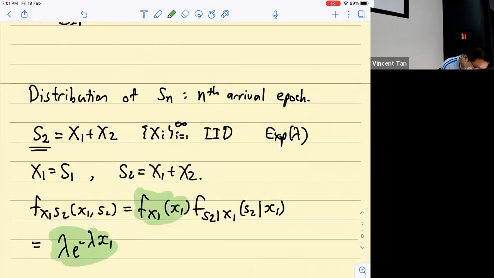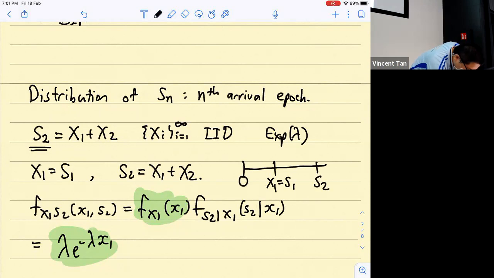Aha! Now comes the exciting part. Now comes the part where you have to use your brain. I like to use my brain. So now we draw a picture. This is X1 equals S1. This is S2. This is 0. So now we have described this part here using the green part. Now we're going to describe this yellow part. Yellow is really not a nice color.